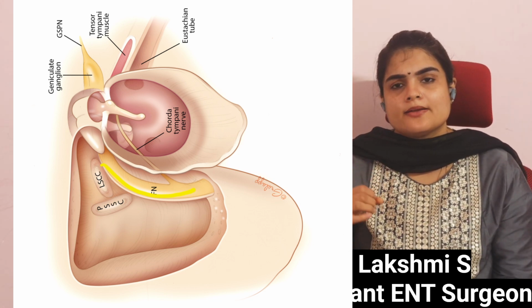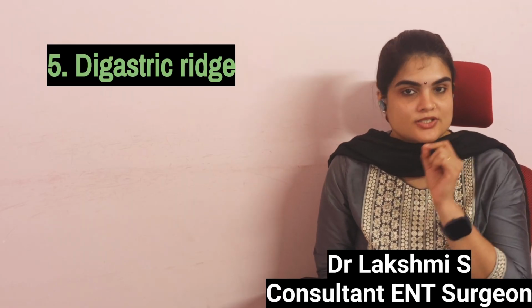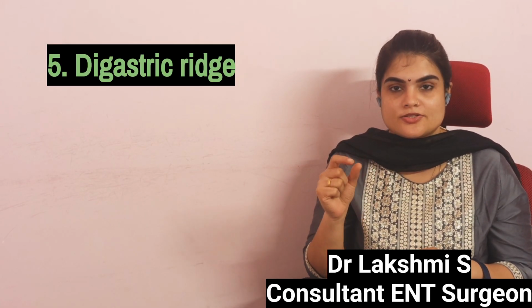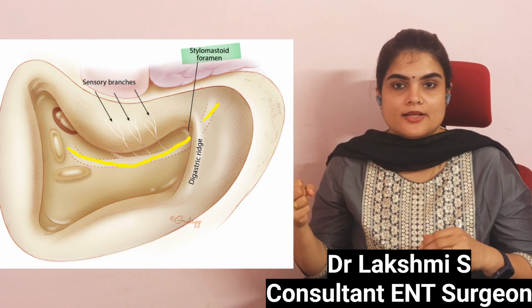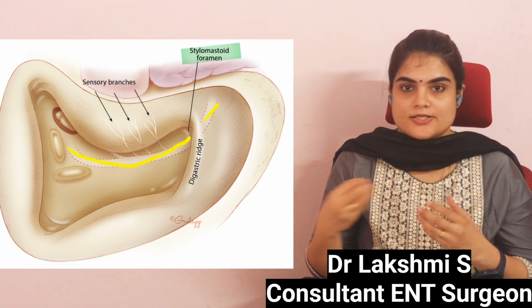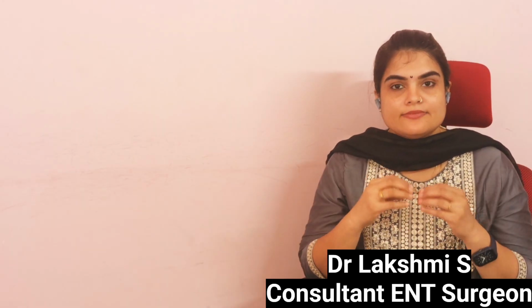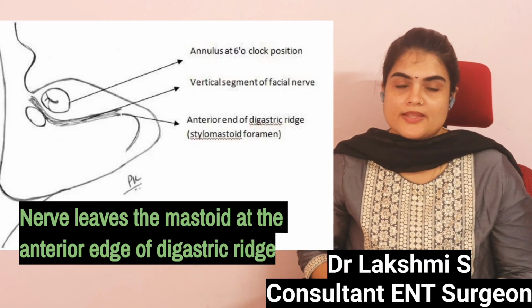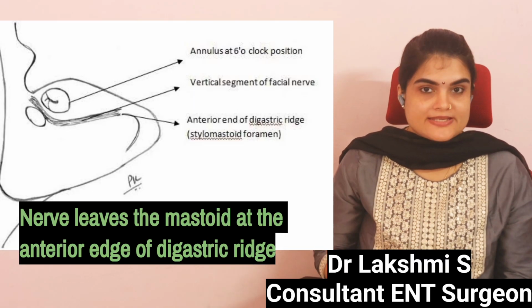An important landmark that points to the lateral and inferior aspect of the mastoid segment is the digastric ridge. Digastric ridge is a bony protuberance crossing the mastoid just above or medial to the mastoid tip. It is formed due to the pull from the posterior belly of digastric because it is attached there. It is getting pulled and a small elevation is formed. The nerve leaves the mastoid at the anterior edge of the digastric ridge. Digastric ridge is usually seen prominently in well-pneumatized mastoids.